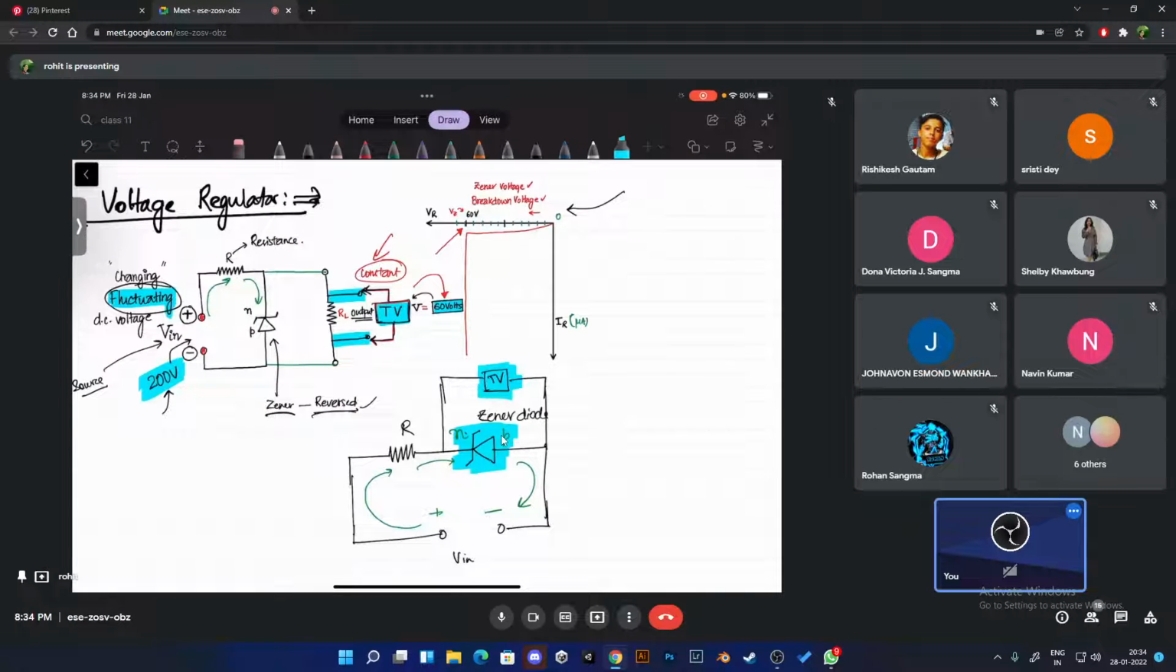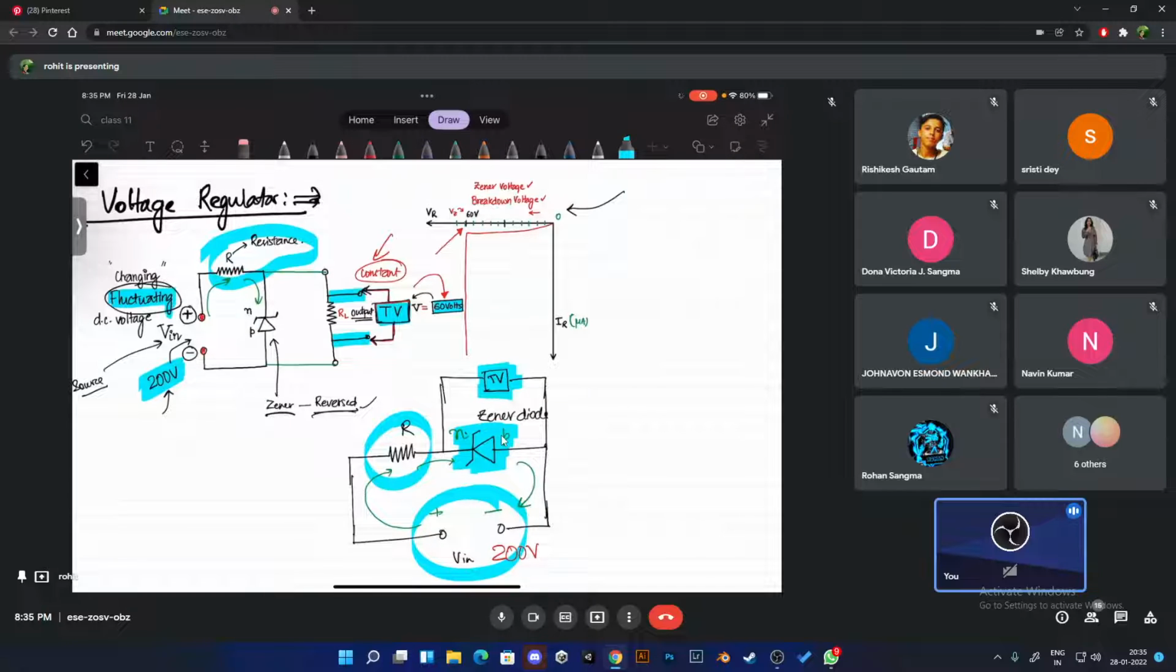Okay. There is an input voltage. You can see this is the input voltage. So here also we have an input voltage which is 200 volts. I'll just give you an example. Then there's a resistance here. After the resistance, there is a zener diode. We have the zener diode here. You can check, and this is how it looks.